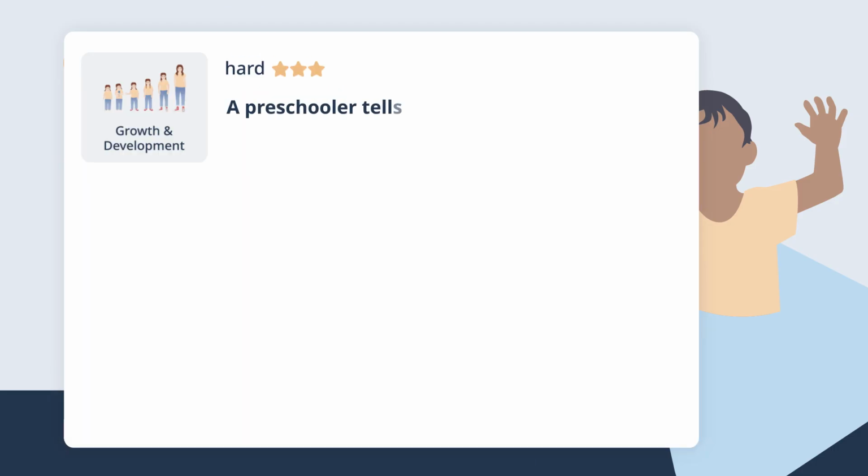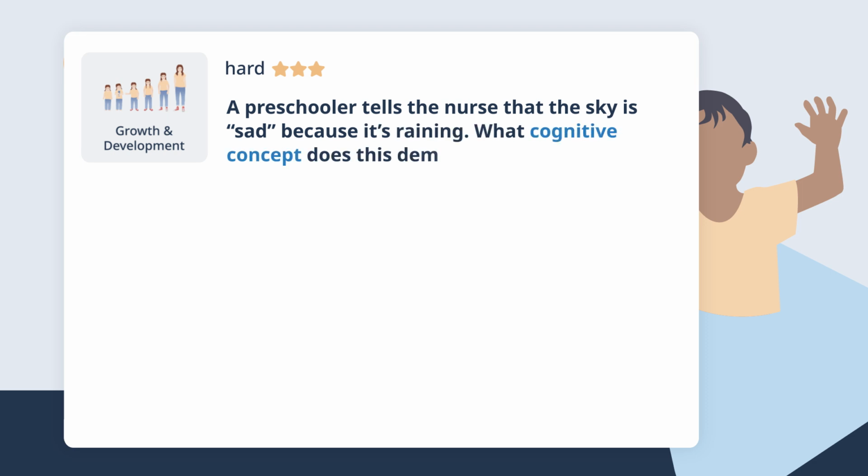A preschooler tells the nurse that the sky is sad because it's raining. What cognitive concept does this demonstrate?